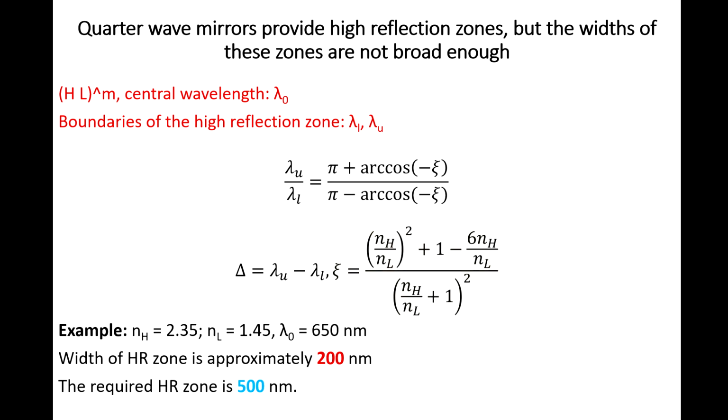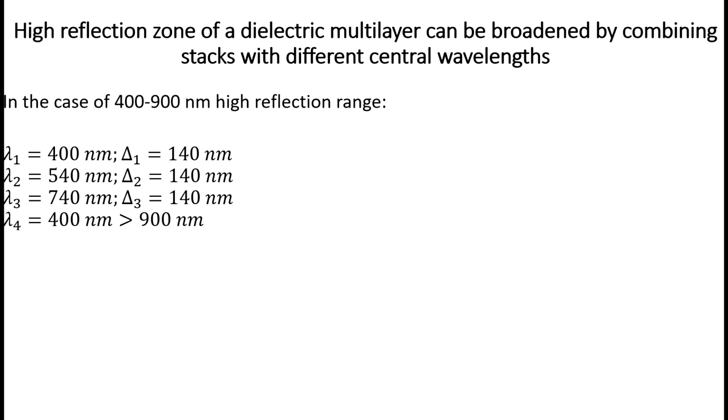For example, for standard layer materials with refractive indices 2.35 and 1.45 and a central wavelength of 650 nanometers, which is the central wavelength of our high reflection range, the width of the high reflection zone is approximately 200 nanometers. We need 500 nanometers. The high reflection zone of a dielectric multilayer coating can be broadened by combining quarter wave mirrors with different central wavelengths.